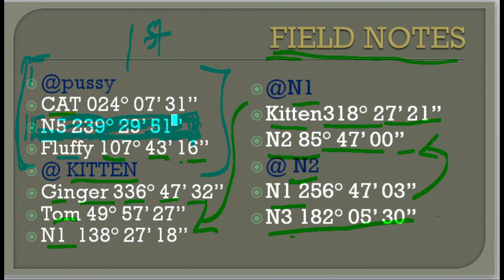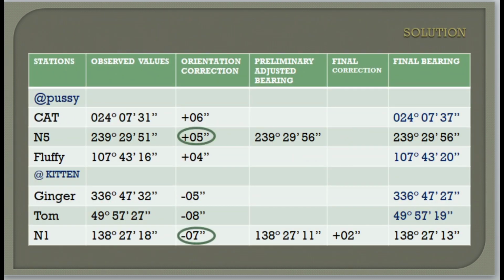First thing you draw, this is the solution. So our bearing sheet has 6 columns. On the first column we have the stations, we have the observed values, we have the orientation correction, preliminary adjusted bearings, we have the final correction, we have then our final bearings. As you have remembered what I had said earlier, first thing we start with the data provided from the Pussy.